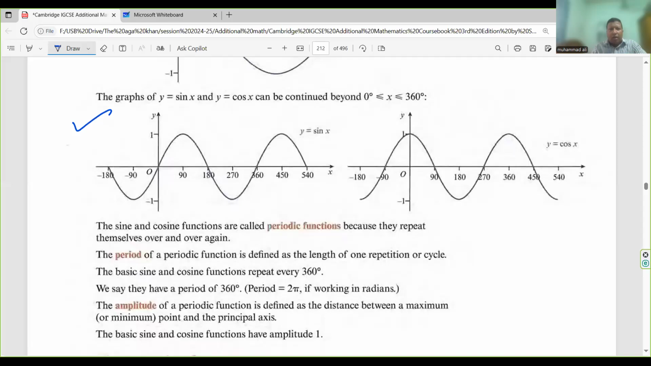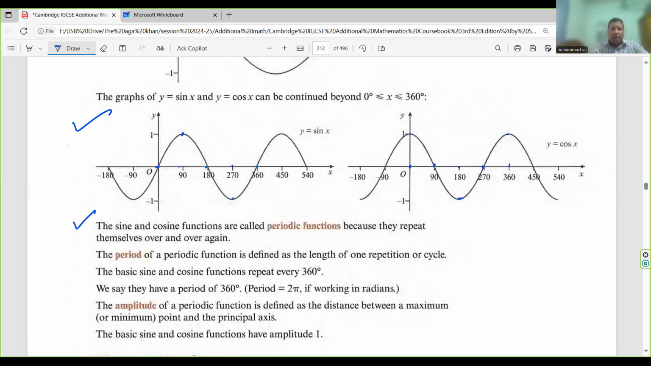Here, this is sin x graph. At 0 degree sin x is 0, 90 degree it is 1, 180 degree it is 0, 270 it is minus 1, 360 degree is 0. And cos x graph at 0 degree cos x is 1, 90 degree is 0, 180 degree minus 1, 270 is 0, and 360 degree is 1.